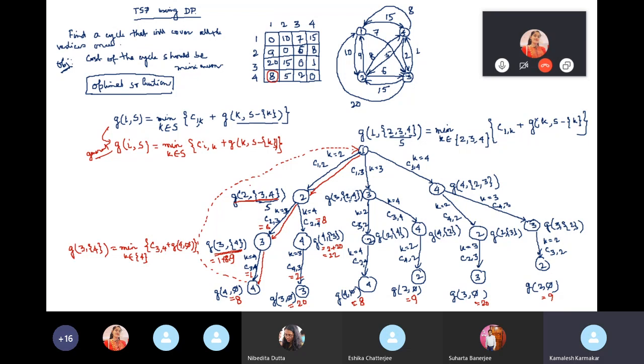So what will be the minimum value for this function? You have to calculate the minimum of these two. In this path, the cost is 9 plus 6. So the value of the function is 4. This one is, okay, just a minute.